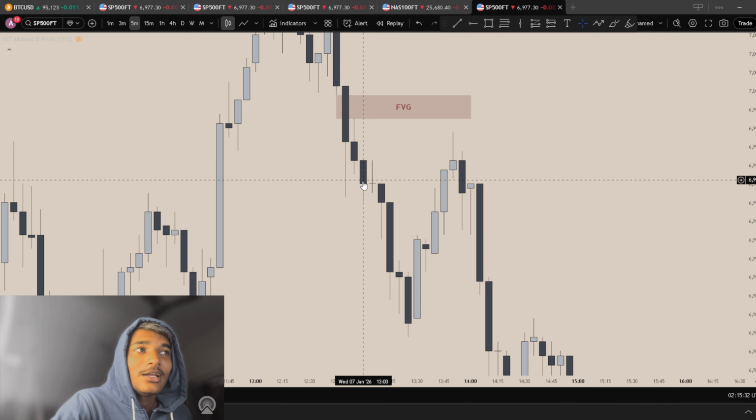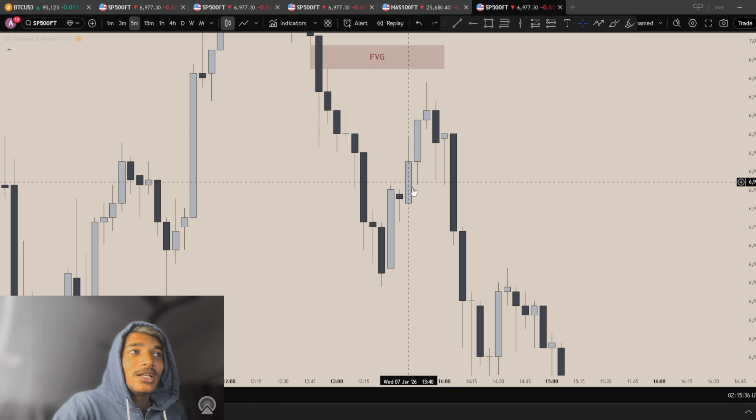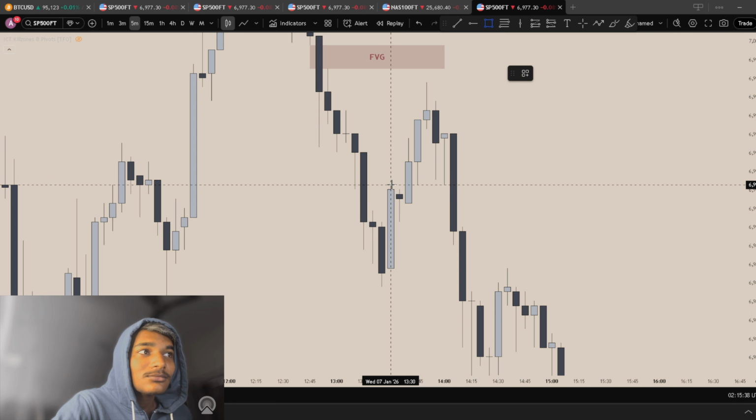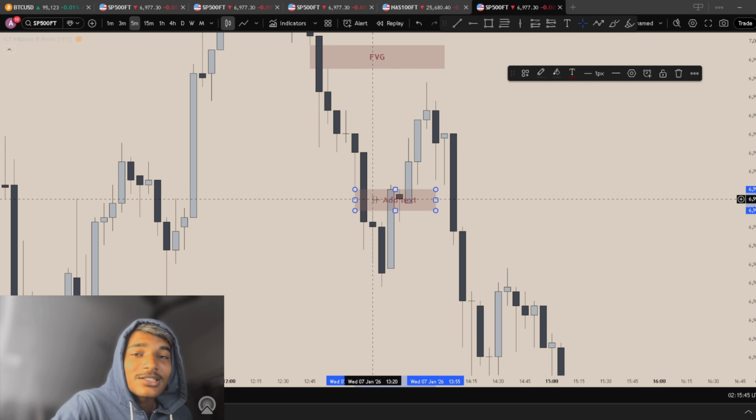Okay, then is there any fair value gap? No. And here no fair value gaps. It's all choppiness of the market. And when you see here, wick of the first candle, wick of the third candle, this is a fair value gap. And the market is moving down, so this is a bearish fair value gap.